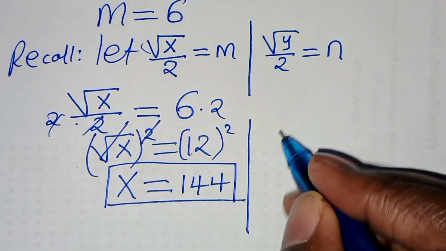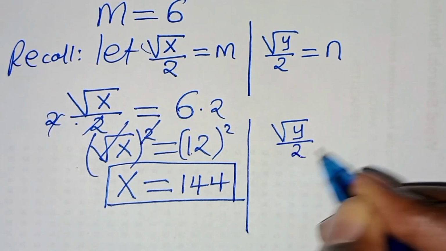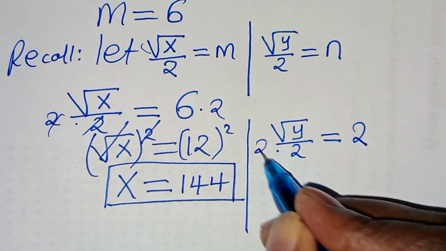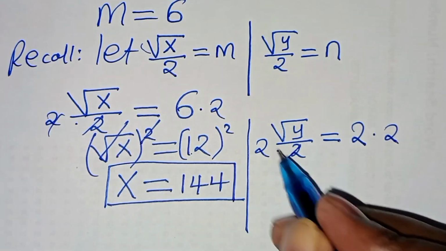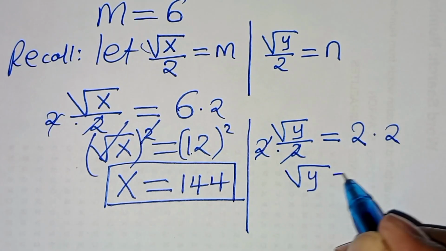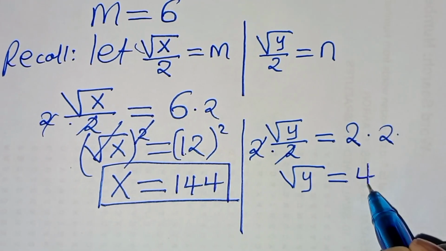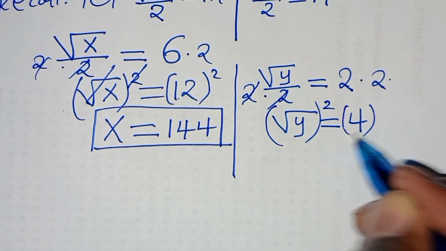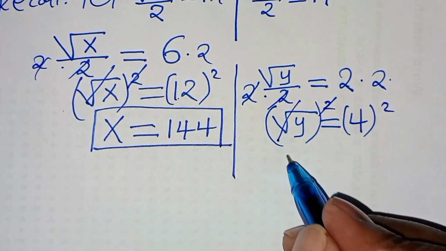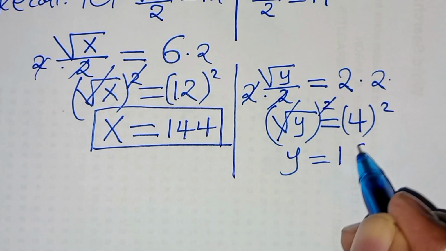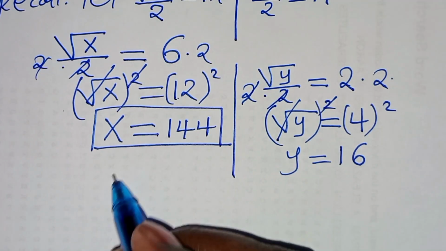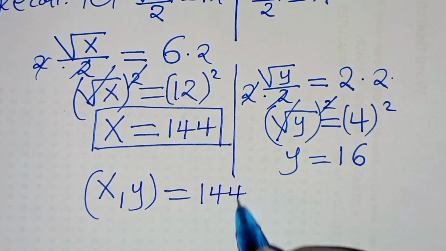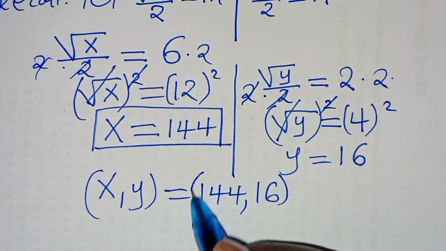Now, for the y part, we have the square root of y over 2. This is equal to n, which is equal to 2. So let's multiply both sides by 2 and also here by 2. So that now from here, we have the square root of y. This is equal to 2 times 2, which is equal to 4. So let's square both sides here, so that now we have y is equal to 16. So we have that x, comma, y, this is equal to 144, comma, 16. So this is the value of x and y.